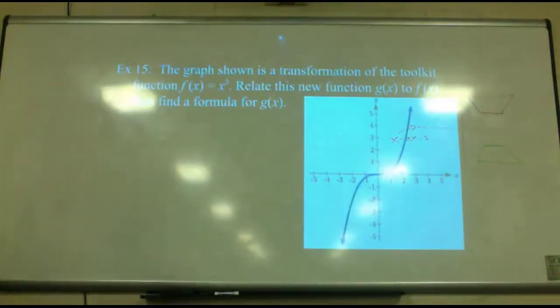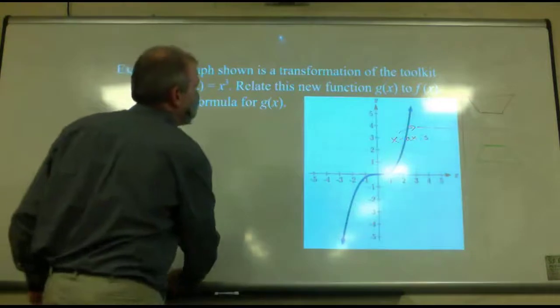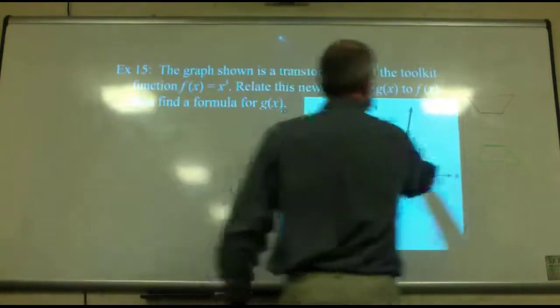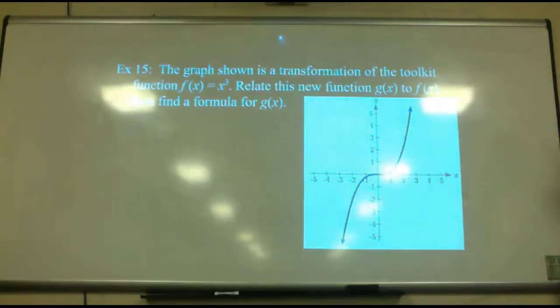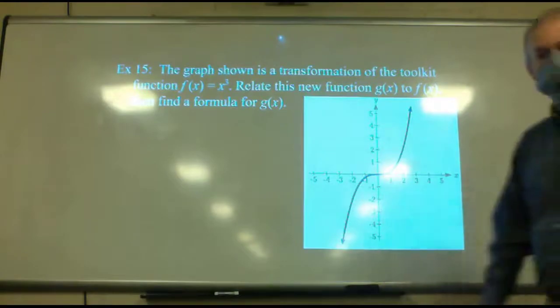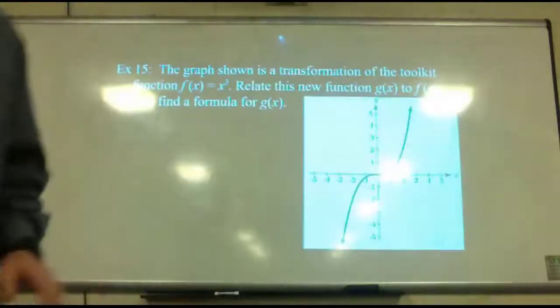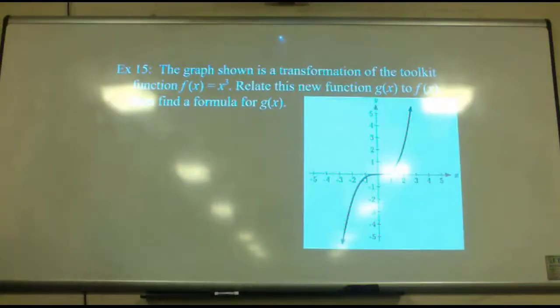All right, let's try this one. The graph shown is a transformation of a toolkit function, the cube, x cubed. Relate this new function, g of x, to f of x, which is the original. Now, in order to do this, when you're looking at home, you may want to go back and look at your toolkit functions. In fact, that might be a page from the book that you may want to print out and have as a reference. Okay? Because we will go back to these a lot.